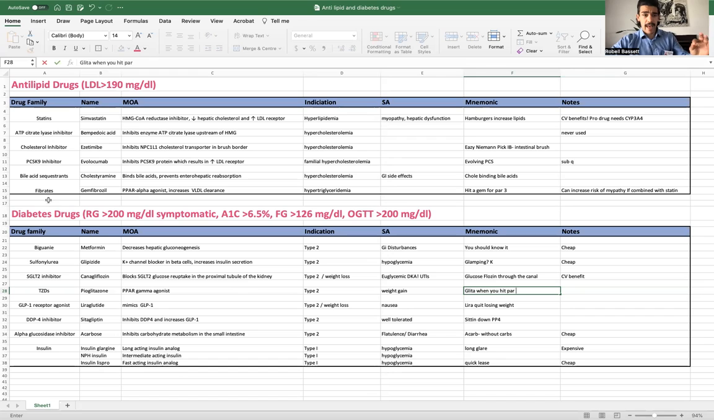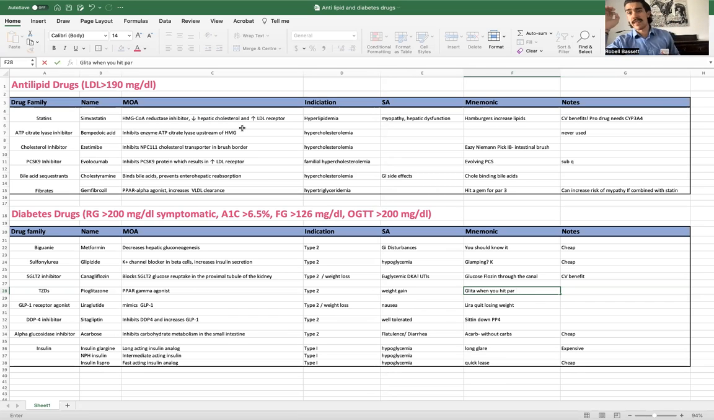The mechanism of action is HMG-CoA reductase inhibitor. And the mnemonic for that, if you haven't heard the word statin, where are you? Hamburgers. There's a lot of hamburgers. There's a lot of statins. HMG, hamburger, CoA reductase inhibitor. This will do two things. This will decrease hepatic cholesterol, and it will also increase the LDL receptor. So there will also be decreased synthesis and also increased uptake, which will lead to lower LDL in the bloodstream.